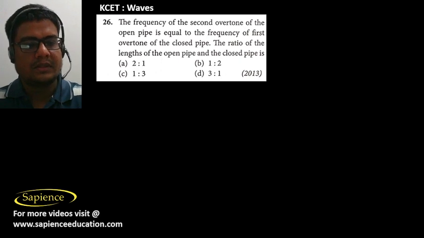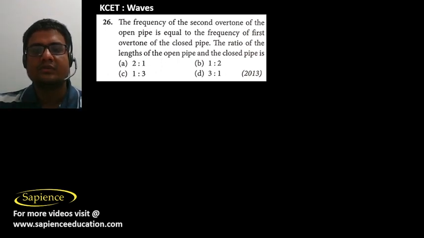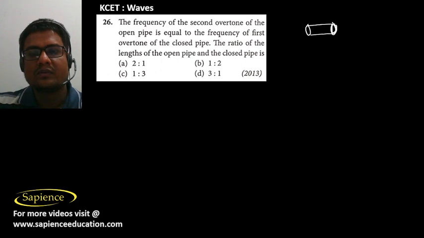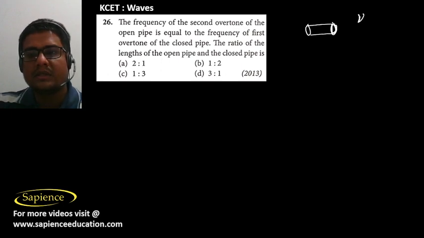And then here it is told the frequency of the second overtone of the open pipe is equal to the frequency of the first overtone of the closed pipe. Frequency of the second overtone of the open pipe. So for the open pipe, first overtone is the second harmonic, and third harmonic is the second overtone. Third harmonic is second overtone.